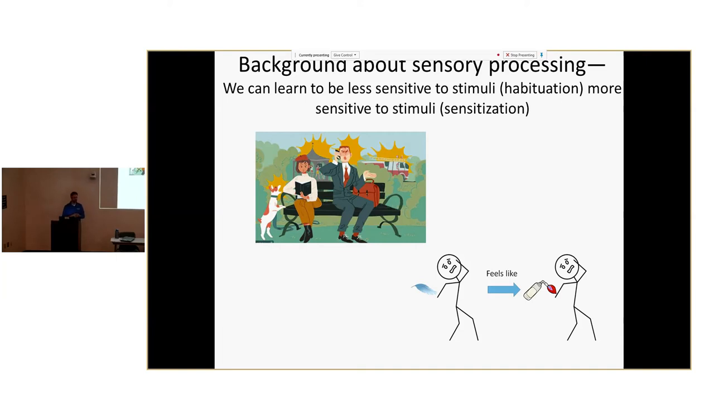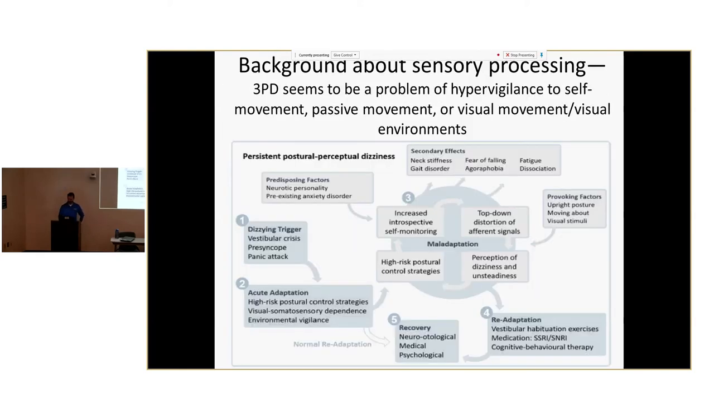Think about somebody who developed an allergy to bees. They get stung once and they might be okay, and they do it again and they get a whole systemic response. So that's the process of sensitization. What we end up with in 3PD is hypervigilance. We're very sensitive to things that we shouldn't be sensitive to. It's not harmful for somebody to retrieve their socks from the bottom of a washer, but this starts a vicious cycle of hypervigilance.